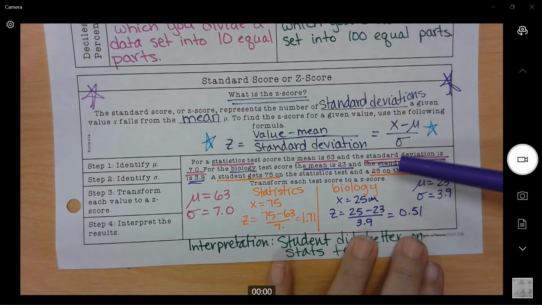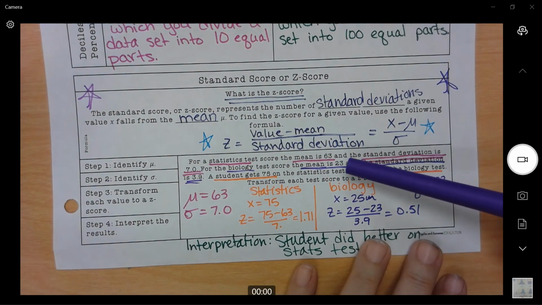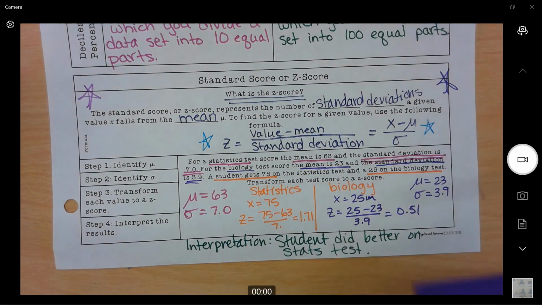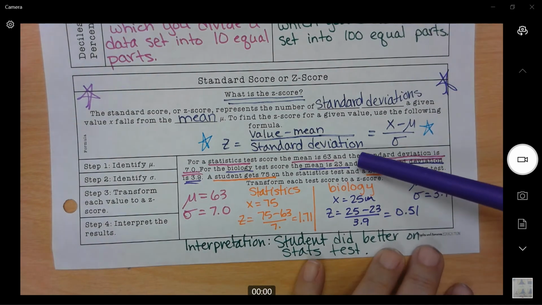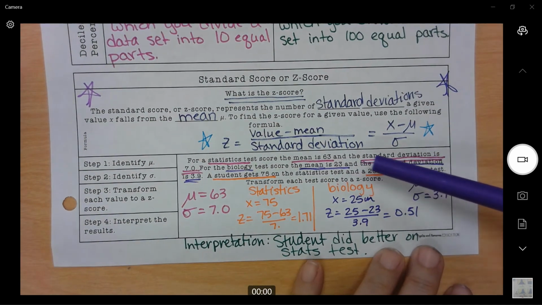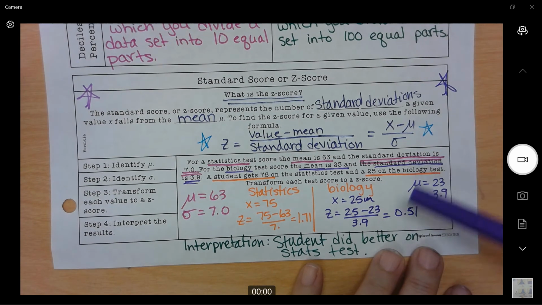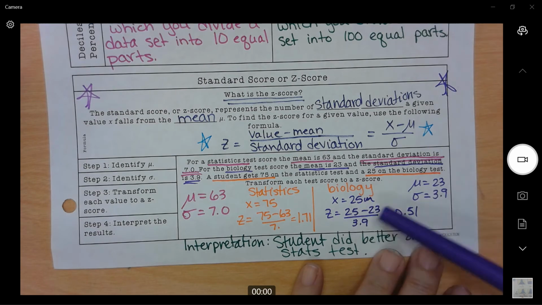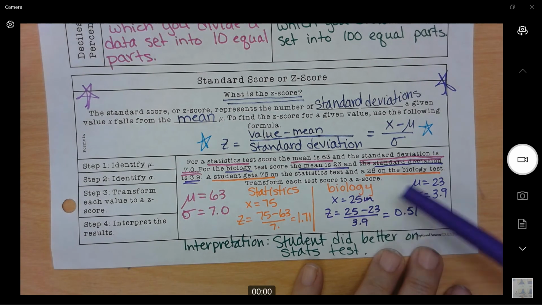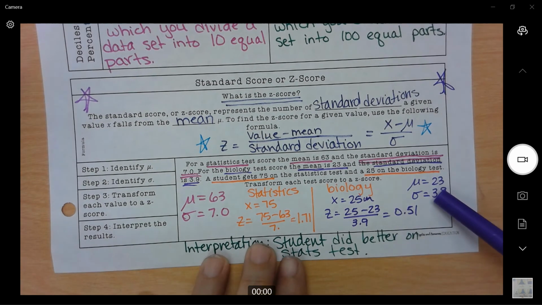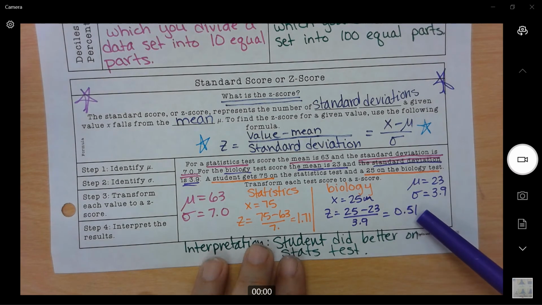For instance, a biology test. The biology grades are on a different scale, maybe a 30-point scale, because their mean was a 23 and their standard deviation is 3.9. So they made a 25. Well, is that a bad score? Well, let's find out. We do 25 minus 23, their score minus the average class score, divided by the standard deviation, and they made a 0.51.